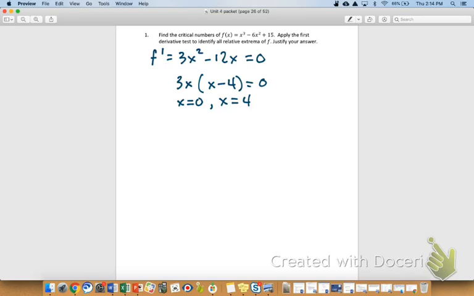So I'm going to do this off to the side. I will put my 0 here and my 4 right there. I will label this with an f prime because I'm not testing out f. I'm not testing out f double prime. I'm testing out f prime and seeing what it does. So what would be a good test value for this pink interval?